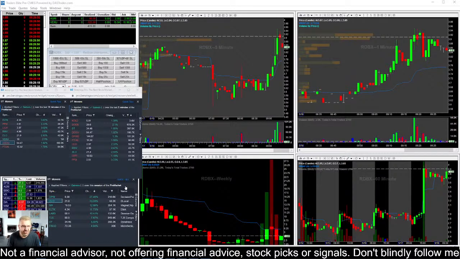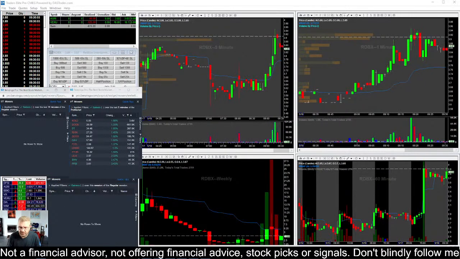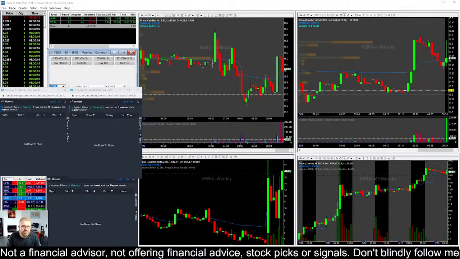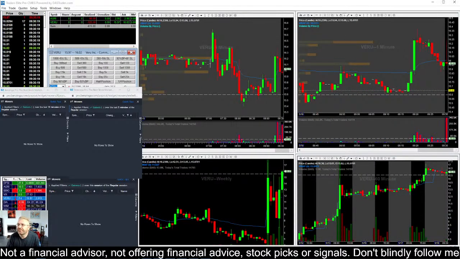Let me change the scanners over. There's the bell. Let's see what transpires. Agri. How much of a move are we going to make? VERU, how much move are you going to make? We'll just set the opening high on VERU for 16.25. Agri's down at 2.90s.